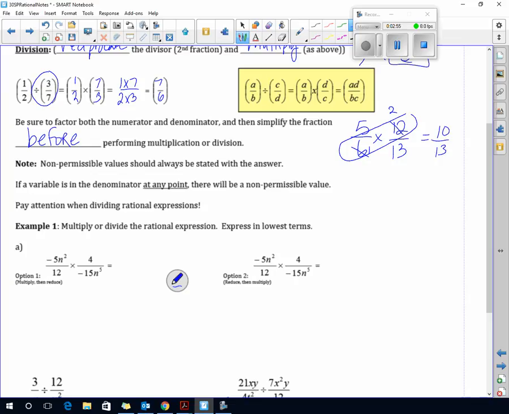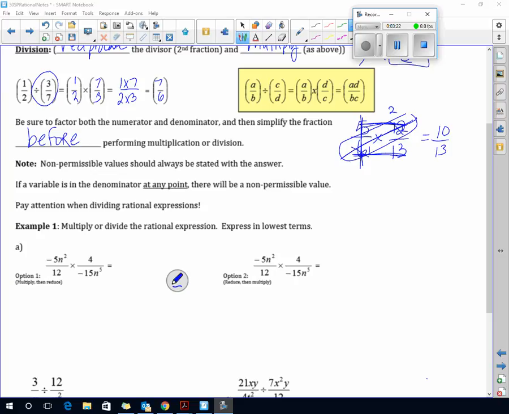So, non-permissible values should always be stated. This is a given. I'm not going to say, like the quiz was today, you need to state the non-permissibles. You automatically have to state it. If a variable is in the denominator at any point, there's a non-permissible. Remember that. And remember that when you're dividing, there is a denominator before you flip it. So there's going to be additional non-permissibles.